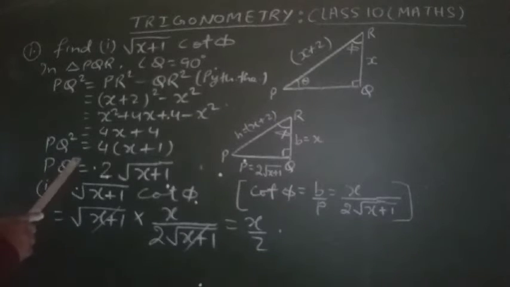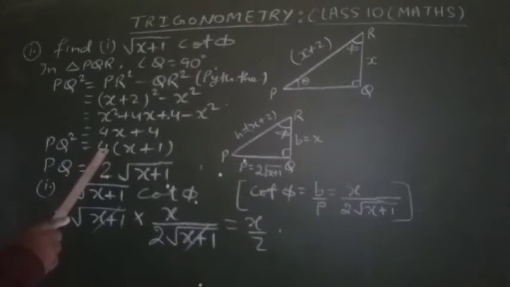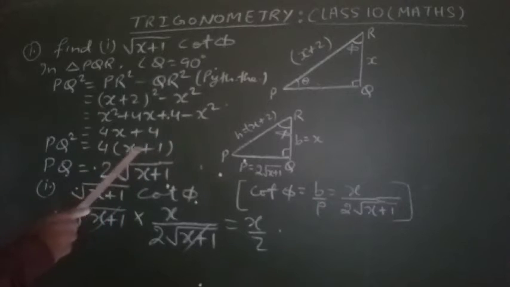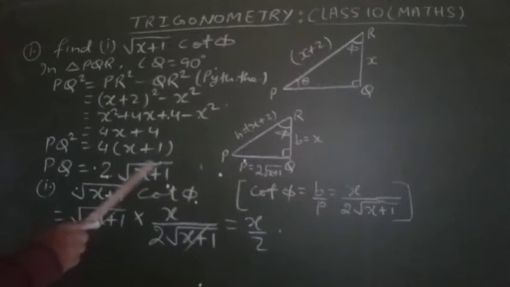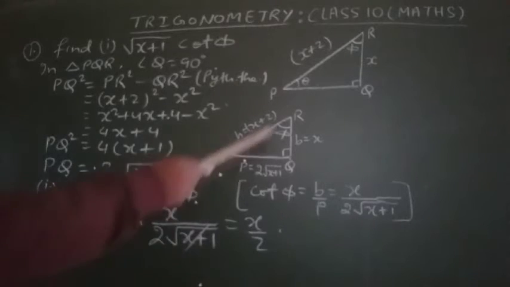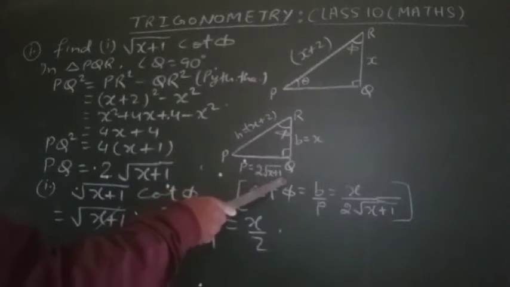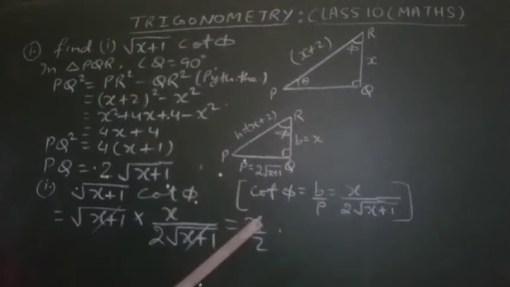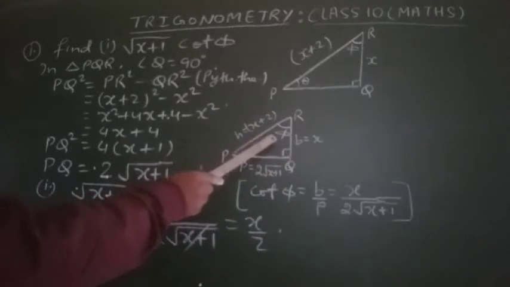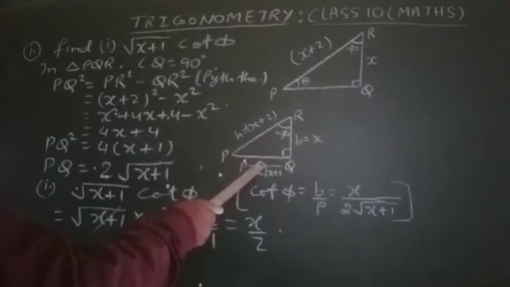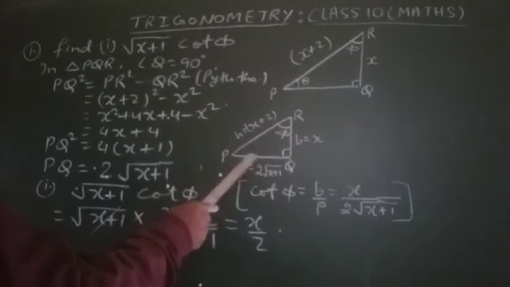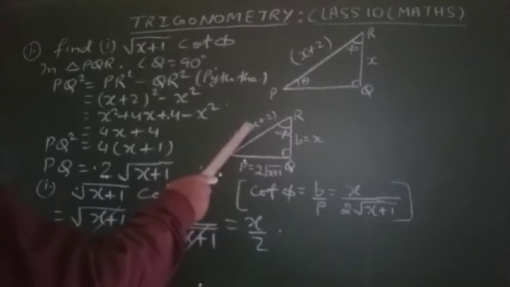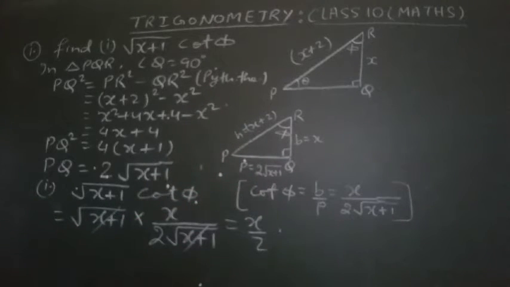So PQ, taking the root, the 4 becomes 2 and it is under root x plus 1. Now I put the PQ value in a separate triangle, 2 under root x plus 1. B value is x and H value is x plus 2. Why is it P? Because this is opposite of phi. PQ is the opposite side of phi. It is taken as perpendicular, 90 degrees, opposite, hypotenuse, and this is base.